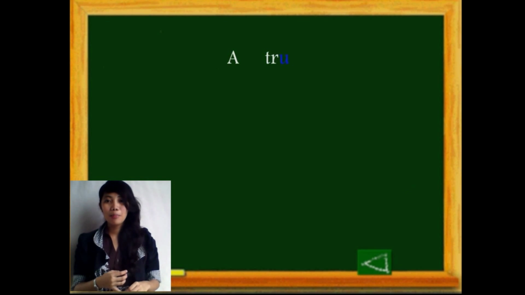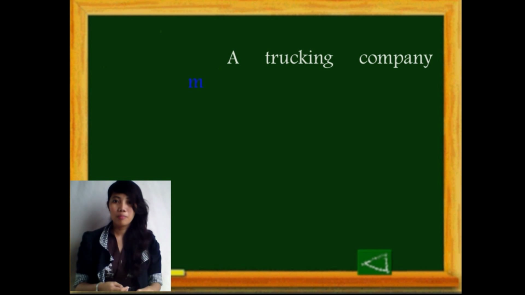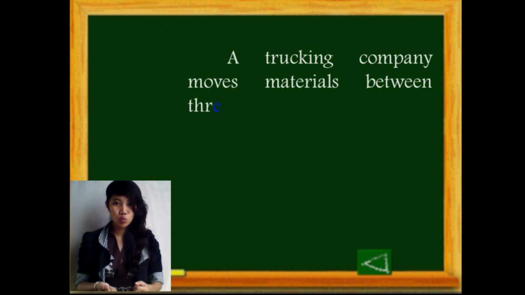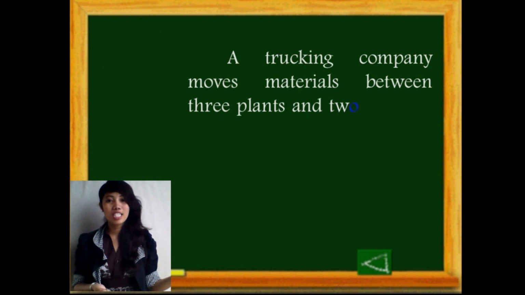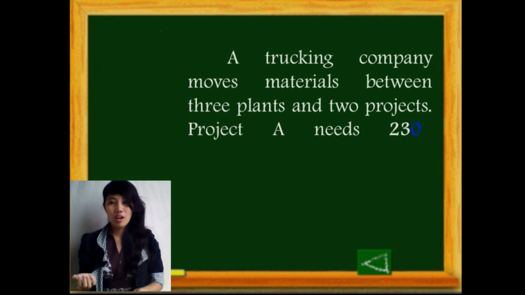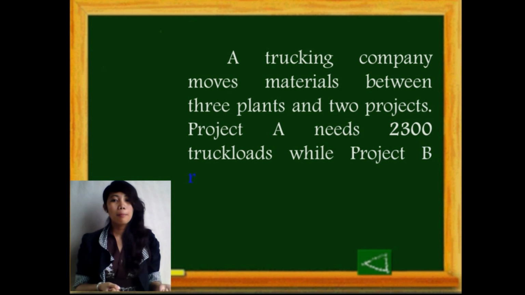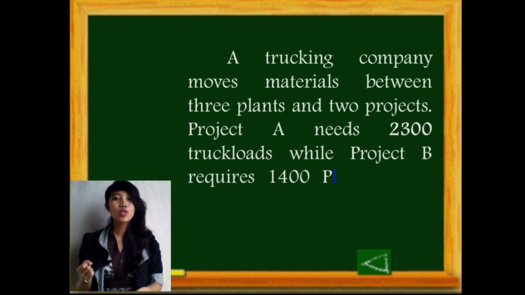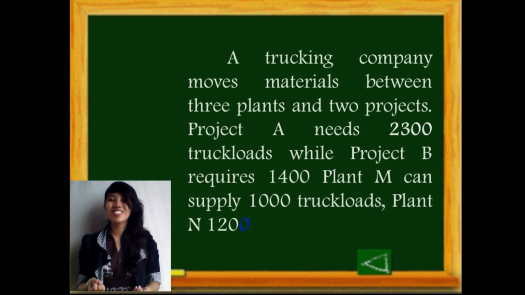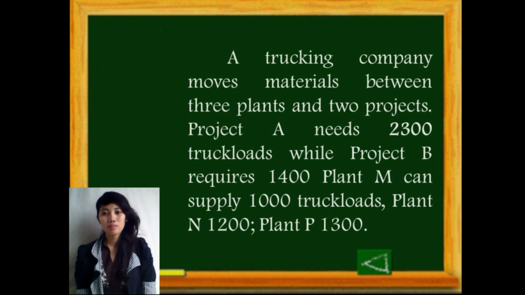We have here a sample unbalanced transportation problem. A trucking company moves materials between 3 plants and 2 projects. Project A needs 2,300 loads, while Project B requires 1,400. Plant M can supply 1,000 truckloads. Plant N supplies 1,200 truckloads, and Plant P supplies 1,300.